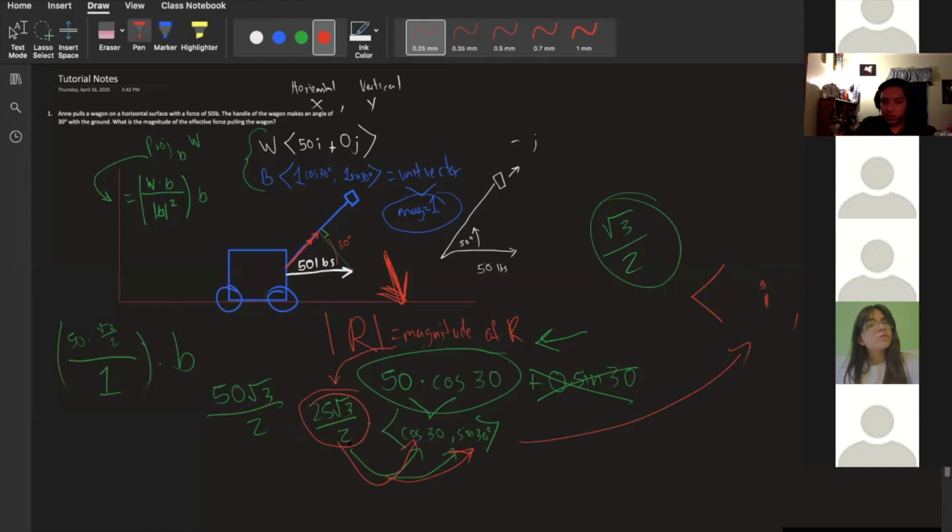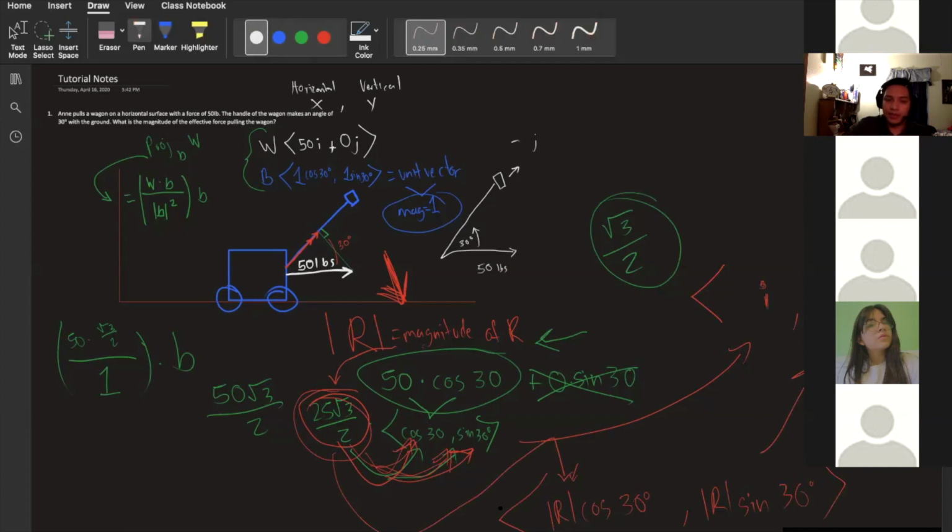Because if I were to distribute this in here, I would get the formula for the component form of r, which is magnitude of r times the cosine of 30, comma, magnitude of r times the sine of 30. This is the formula for finding the component form of r, which means that what I'm about to distribute in here is actually the magnitude. So because that's the magnitude, and magnitude is the only thing I'm looking for, this is my answer.